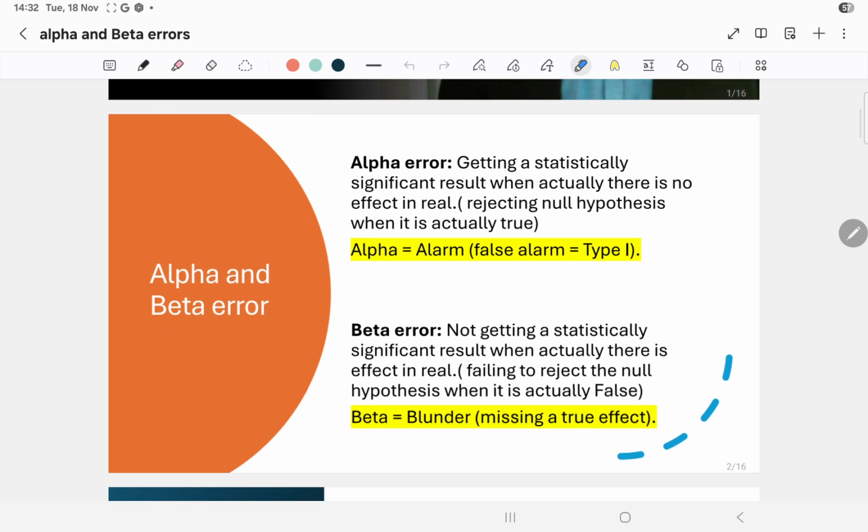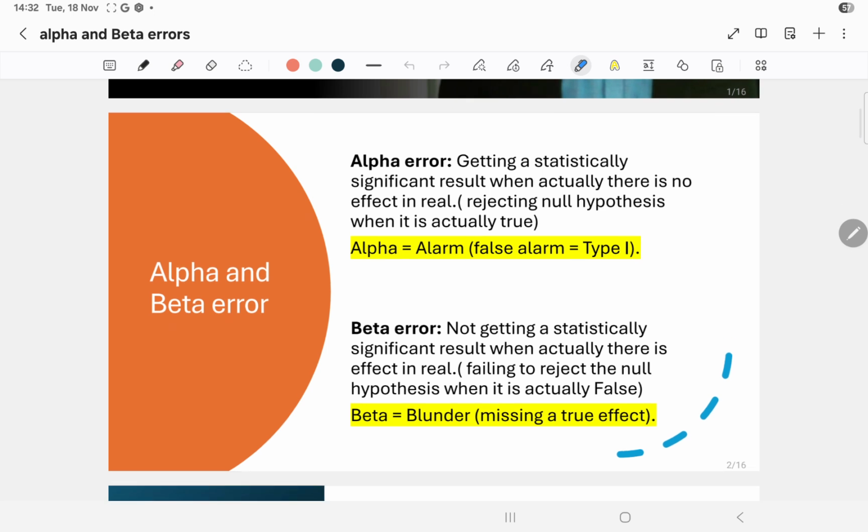So let's start. What is alpha and beta error in simple terms? Alpha error is getting a statistically significant result when actually there is no effect in real. So it is like a kind of false alarm. Alpha alarm. This is a mnemonic you can remember.